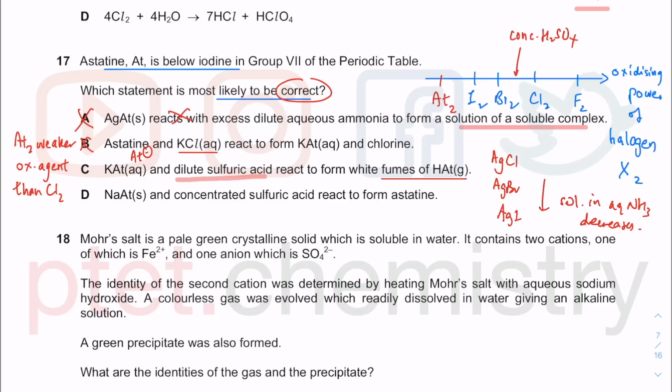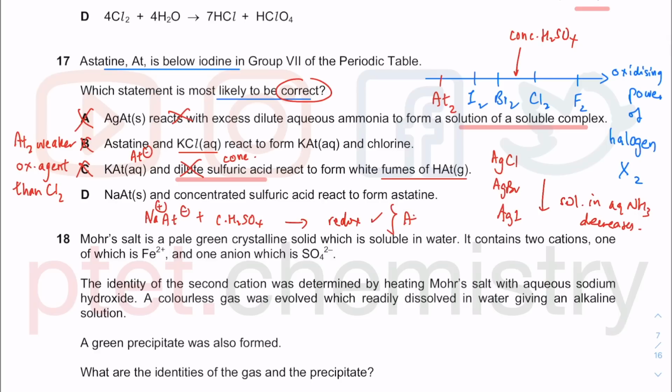So if you react with dilute acid, you might or might not have a reaction, maybe no reaction, because it has to be concentrated and not dilute. If we look at the last one, we have the astatide ion again, so it's Na+ At-, and this is concentrated sulfuric acid, and they will undergo a redox. That is possible because concentrated sulfuric acid is a stronger oxidizing agent than astatine. It can oxidize astatide to astatine.